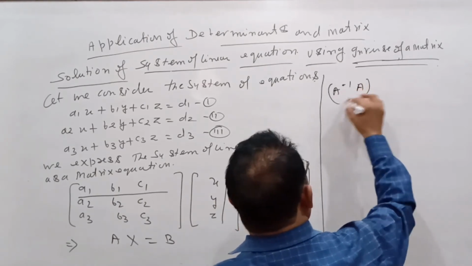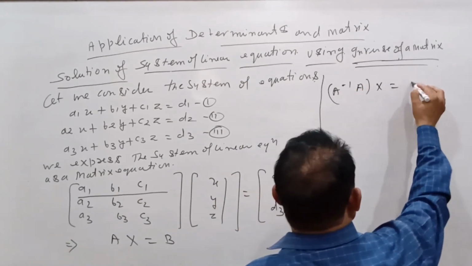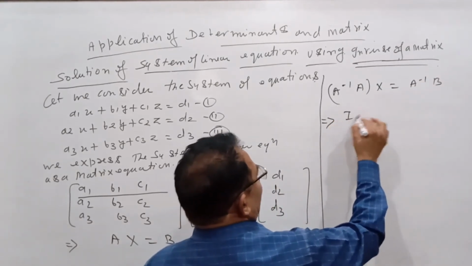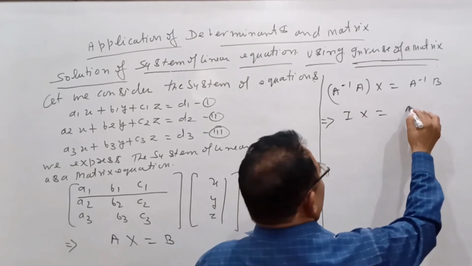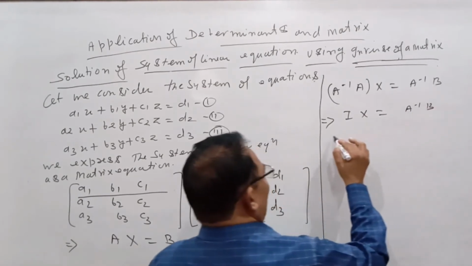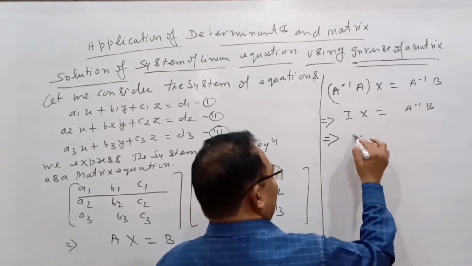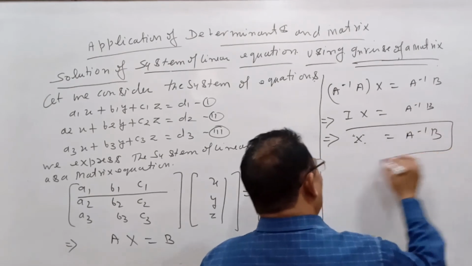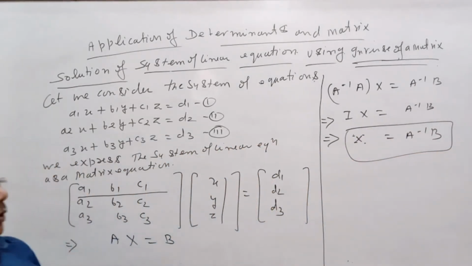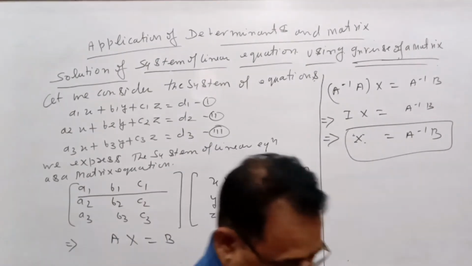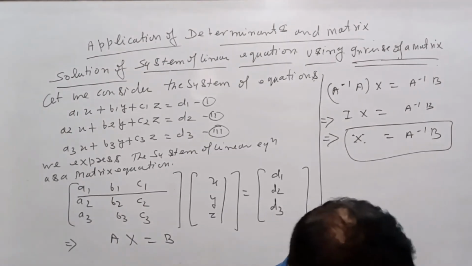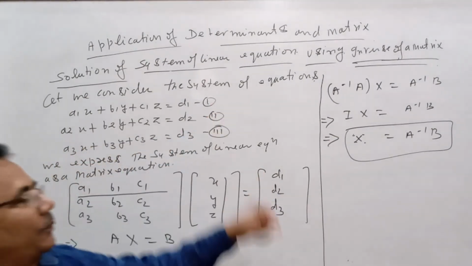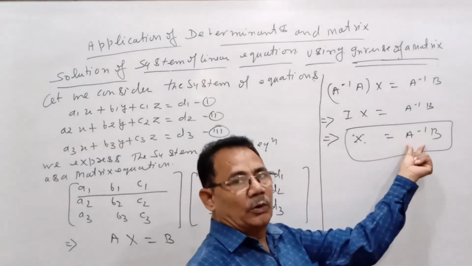We get A inverse into AX, that is A inverse B, or this implies that Ix is equal to A inverse B, or this implies that X is equal to A inverse B. So therefore the value of the variable matrix X is equal to A inverse B. Now to find the value of X, first of all we calculate the value of A inverse.